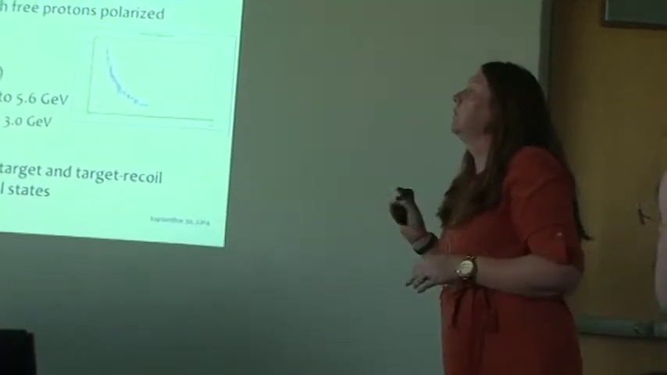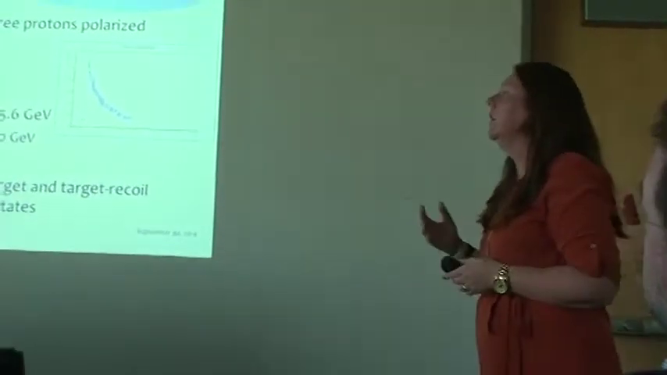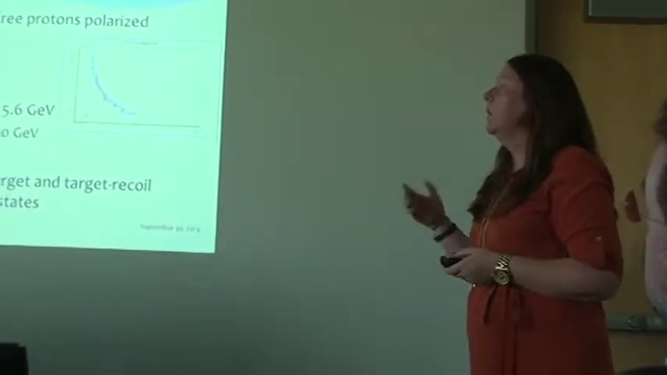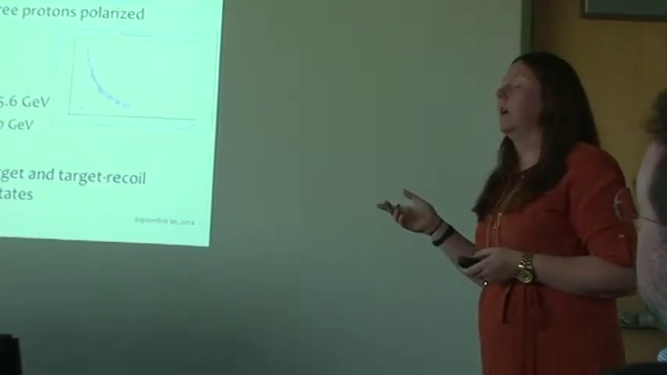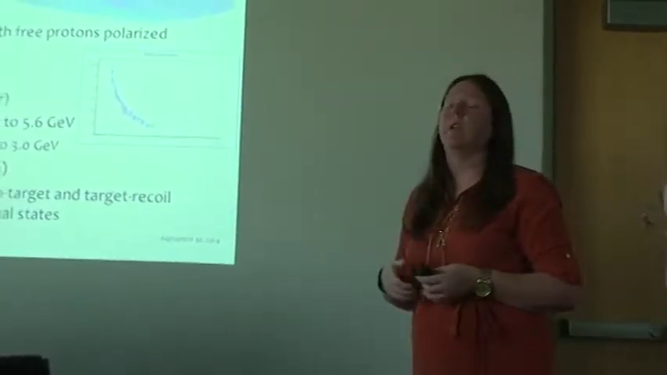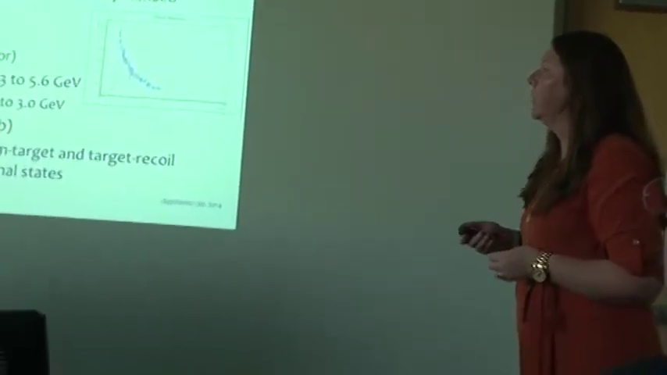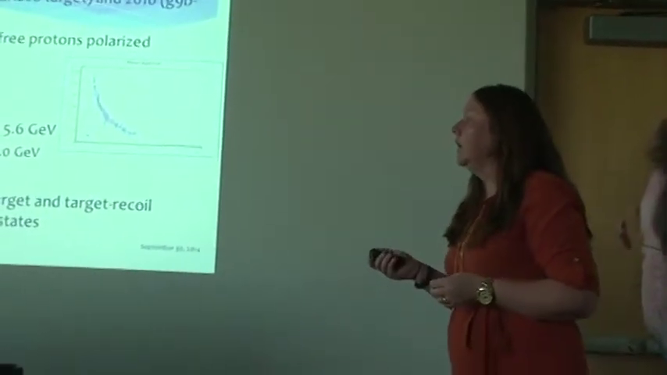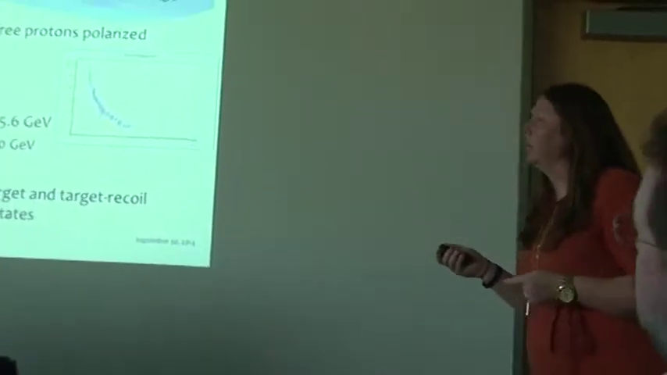We used a butanol frozen spin target where the free protons are aligned within the target. We had a polarized photon beam. We had it circularly polarized, which comes from a gold foil radiator, and then we also had it linearly polarized, which comes from a diamond radiator. We had various electron beam energies from 2.3 to 5.6 GeV, which resulted in a photon beam energy of 0.5 to 3 GeV.